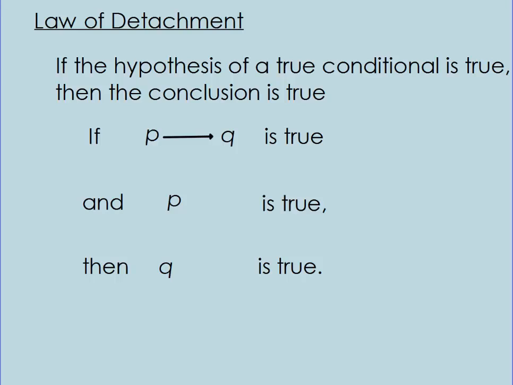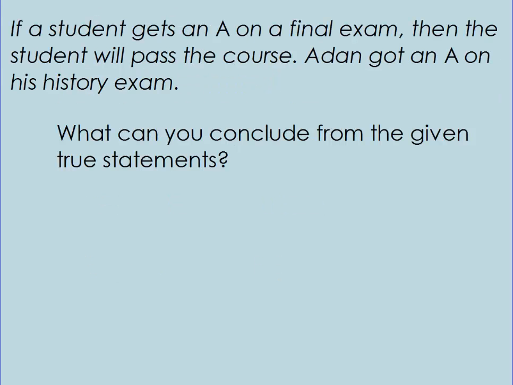So we can break that up into parts. What does that mean? Well, if a student gets an A on a final exam, then the student will pass the course. Don got an A on his history exam. What can you conclude from the given true statements? The first statement is some conditional I came up with: if you get an A on your final, then you'll pass the course. And the second statement is part of that. Don got an A on his history exam.